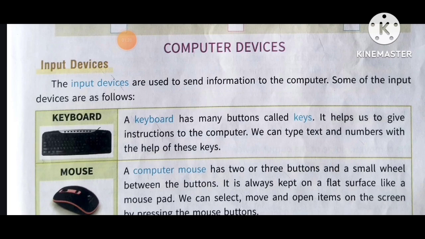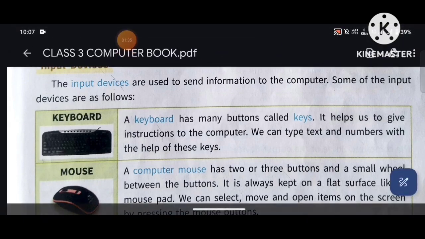It helps to give instructions to the computer. We can type text and numbers with the help of these keys. When you want to type some letters or applications on the computer, what do we need? We need a keyboard. How do we type? With the help of the buttons, which are called keys. When we solve some problems, we need to type numbers. So a keyboard has many buttons called keys.